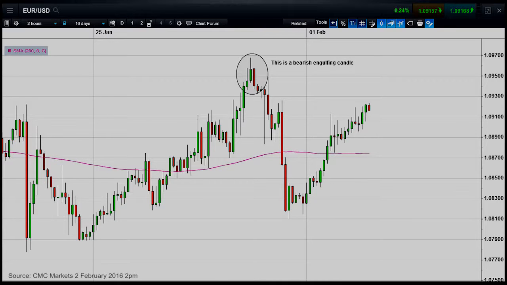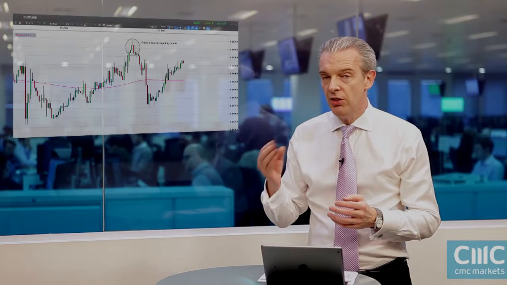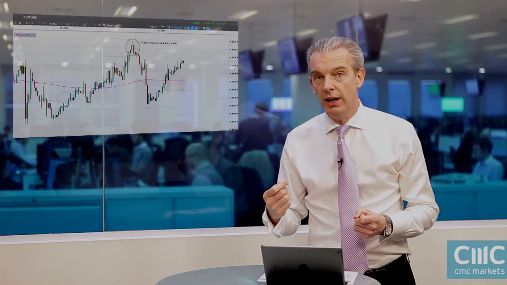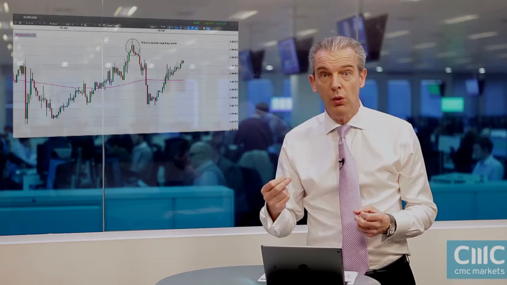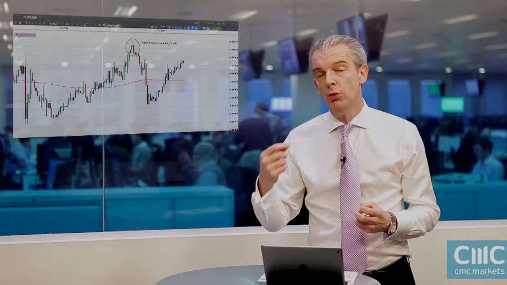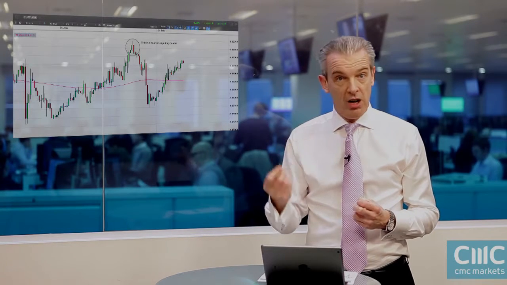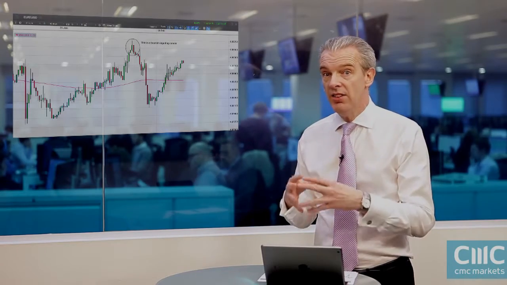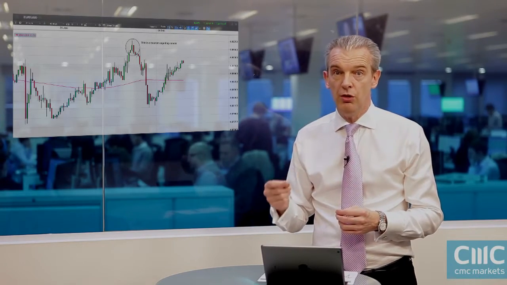It ultimately does need confirmation, so it needs confirmation of a break of a significant support or resistance level, but because it's come at the end of an uptrend, it is therefore reversing something, and as long as we don't take out the previous high, then it is a valid potential reversal.